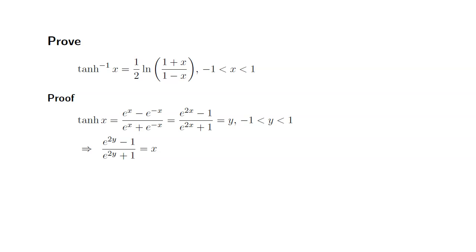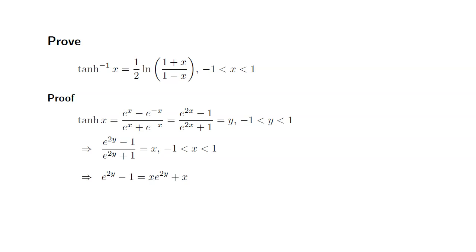All right, since we switched x and y, we know that now x is strictly between -1 and +1. So let's try to solve first for e to the 2y, right? By multiplying both sides by the denominator of the left-hand side, we get this. So the denominator on the left cancels out. You have e to the 2y minus 1, and x times e to the 2y gives you x e to the 2y. x times 1 gives you plus x.